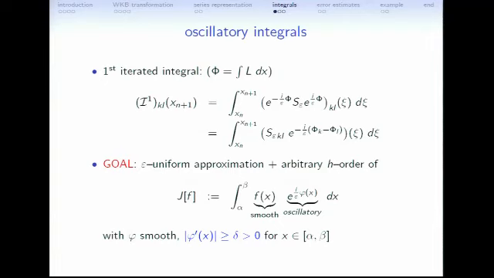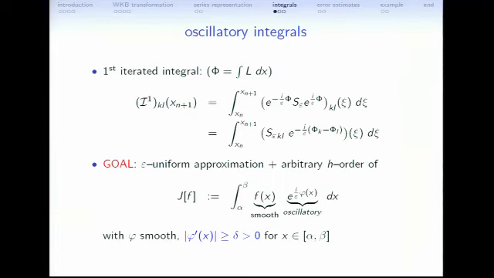And how can we do that? Well, here I've written down only the first iterated integral just to get an idea what comes up. If you write down the definition, here only one component, you get this integral, and these are the oscillatory matrices which are diagonal, and if you carry out this multiplication, you find that this k-th component is given by this product.